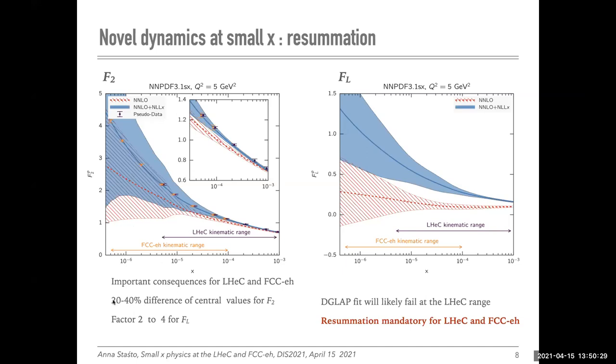So you see a 20 to 40% difference of central values for F2 in the LHeC and then in the FCC kinematic range. The differences are more dramatic for FL, of course, because it's more sensitive to the gluon. They are of the order of 2 to 4 for FL. So a DGLAP fit will likely fail at the LHeC range. This is a strong statement, but I think there is some indication that that might be happening at HERA at very low x, and we see that this might be really relevant for this regime, and therefore the resummation will be mandatory for both LHeC and FCC-eh.